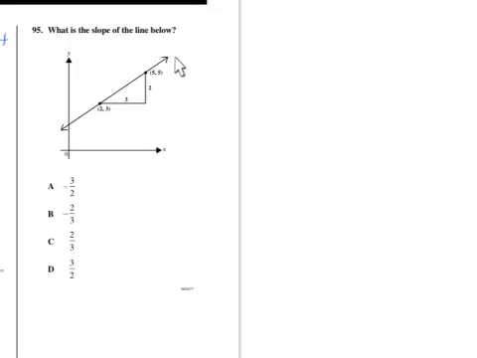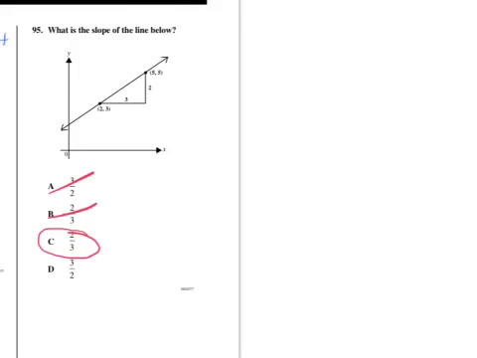So is this uphill or downhill? Uphill. It's uphill, so it'll be a positive. So since it's uphill, could I cross off those two? And which one is the rise over the run? C. Because the rise is this one, up and down, the run is side to side. I've never seen someone run up. You run side to side.